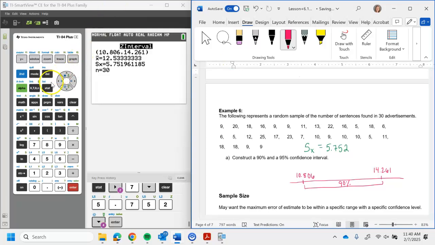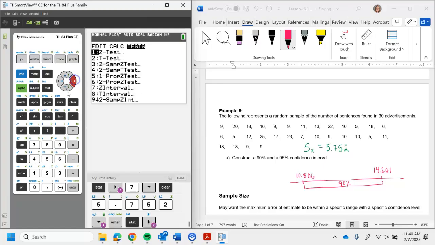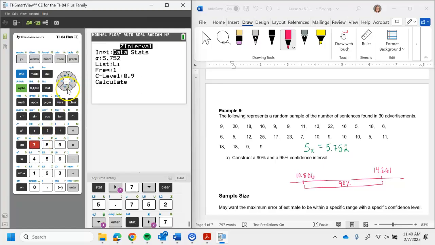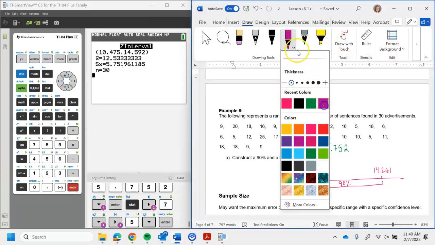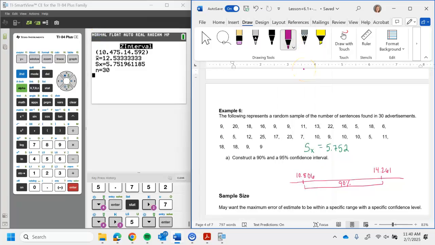What I'm going to do now is go back into that Z interval. And instead of it being a 90% confidence interval, I'm going to change this to say 95. And we're going to see what happens. So now we have 10.475, excuse me, which let's say is right around here. And then we're going to 14.592, we'll say is over here.